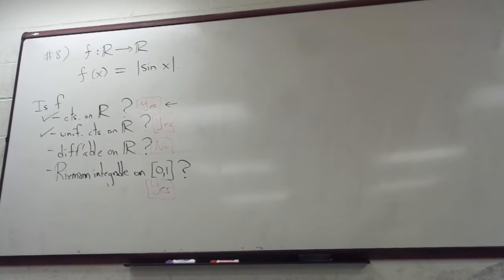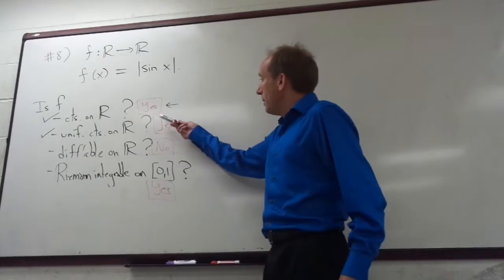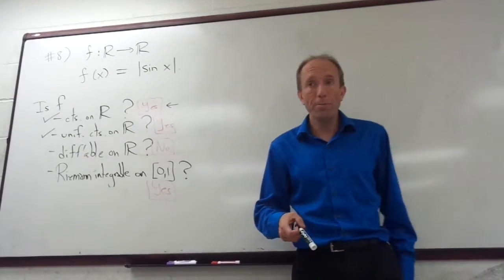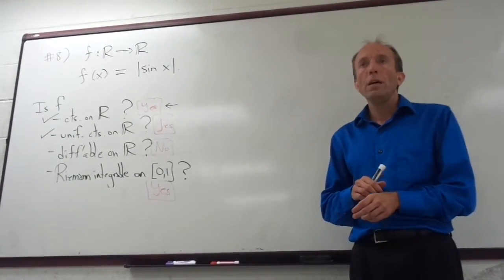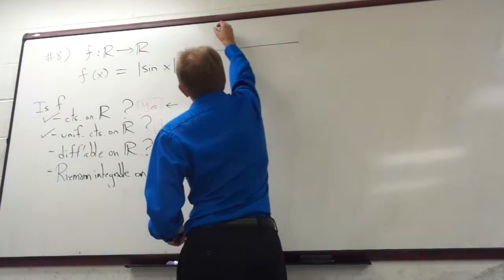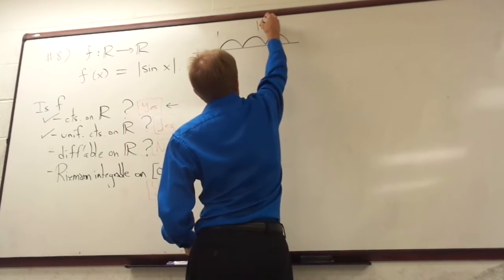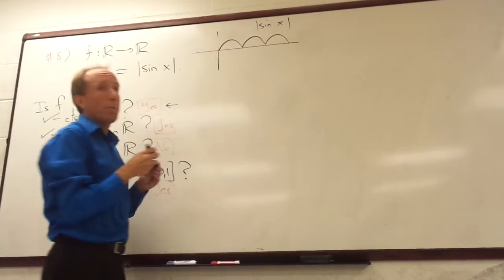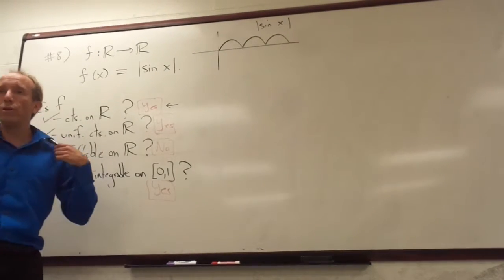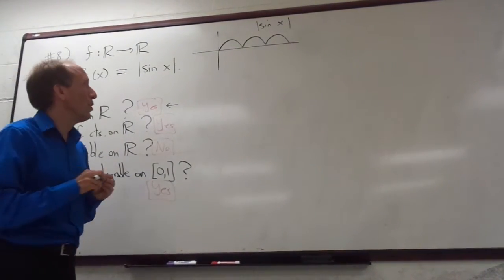Okay, so we've established that f is continuous and uniformly continuous on R. Now we're going to show that it's not differentiable on R. And we just need to find one point where it's not differentiable. So can anybody propose a point where this graph, here's my absolute sine of x graph, won't be differentiable? 0. Okay, good.